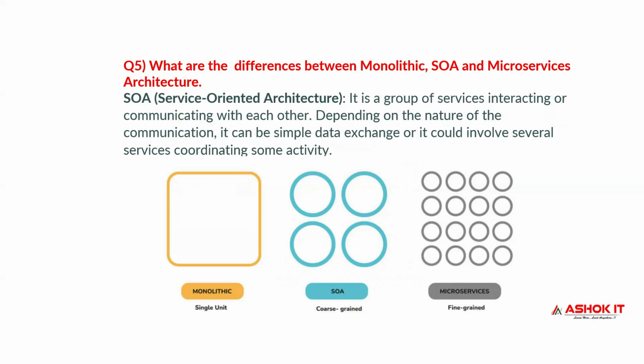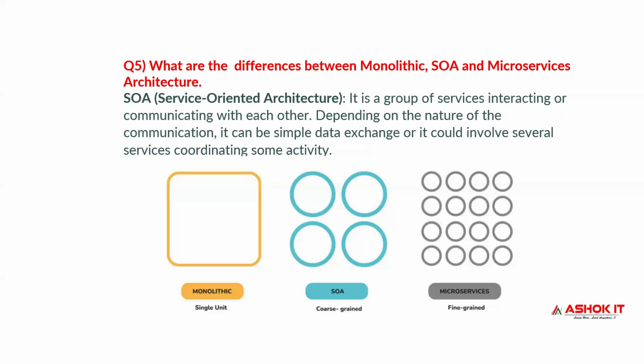The second one is SOA. You can see in the diagram, it is coarse grained. Coarse grained means you can say a part in a whole. It is a group of services that are interacting or communicating with each other. Depending on the nature of the communication, it can be simple data exchange, or it could involve several services coordinating some activity.